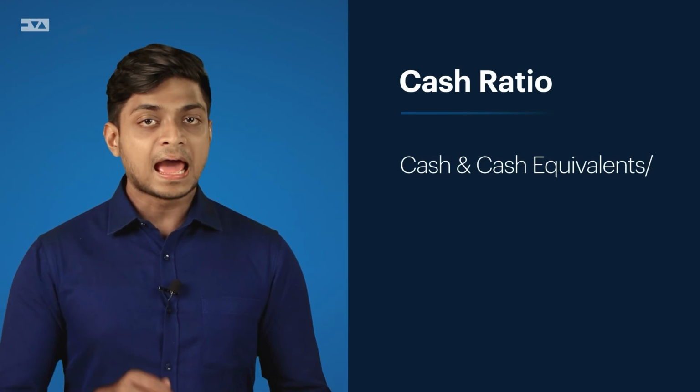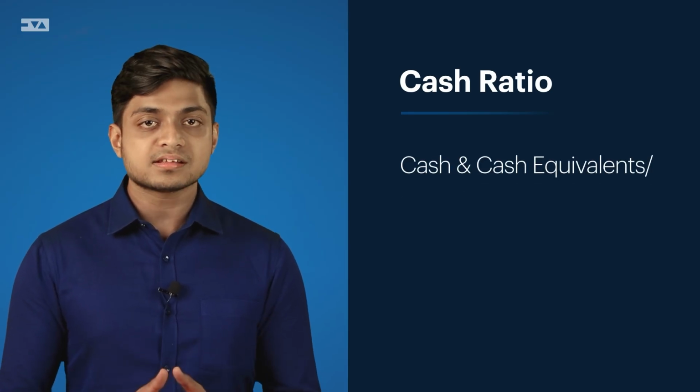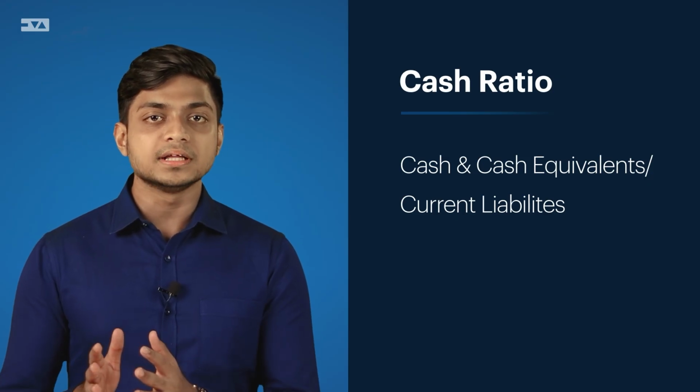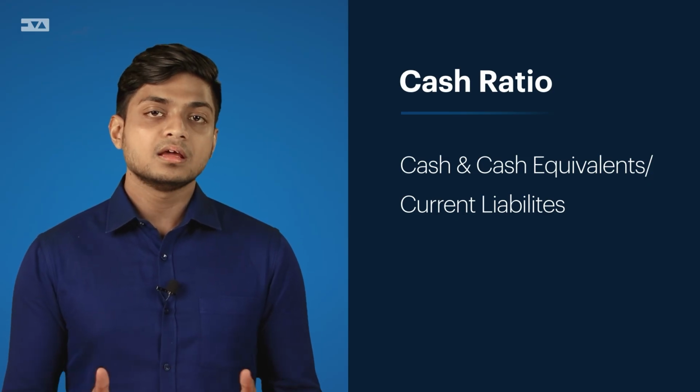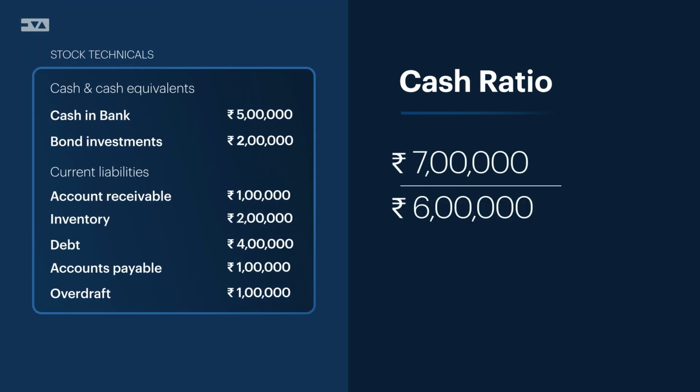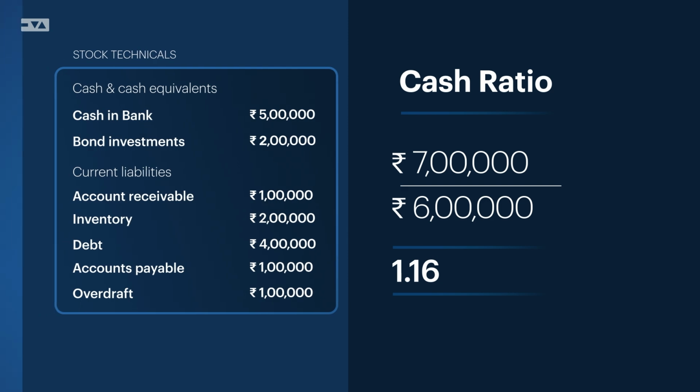Next up is the cash ratio. This ratio just focuses on cash and cash equivalents in comparison to current liabilities and removes the uncertainties that might come from the delay in accounts receivable. Considering the same example, the cash ratio for ABC Limited will come out to be 1.16, meaning for every 1 rupee of current liability, the company has 1.16 rupee worth of cash.